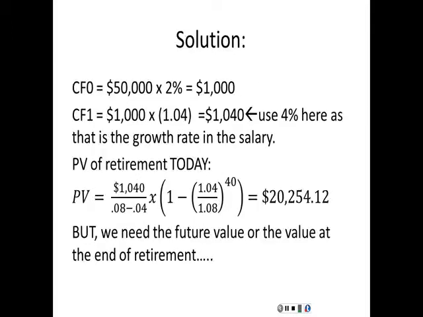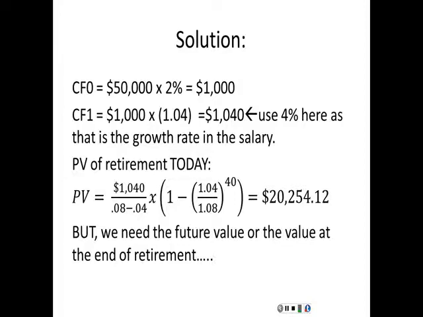Here's our solution. If we look at the current situation, you make $50,000, so 2% of that would be $1,000. That would be your contribution to your retirement. So for next year, we're going to grow that $1,000 by 4%. So my contribution next year, or cash flow at year 1, will be $1,040. Now we simply plug into the growing annuity formula. We have $1,040 as our payment. We take the difference between the 8% return on the account and the 4% growth rate in our salary. And we have 40 years to get there. But we're doing a present value. So the present value of our retirement is $20,254.12. We need to find the value at the end of year 40.